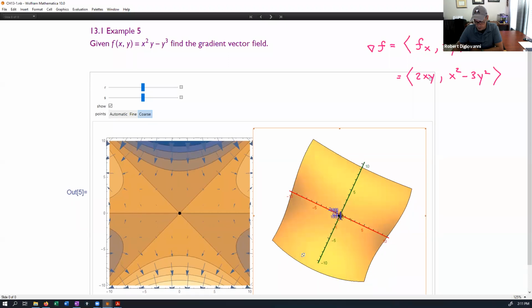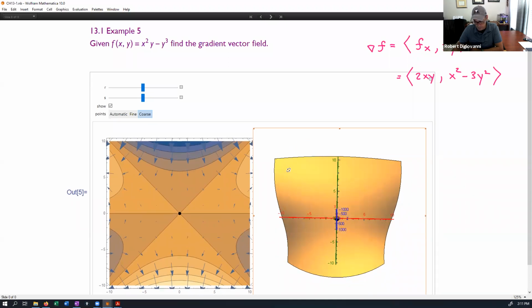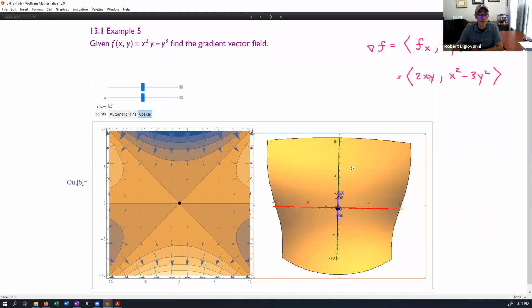It's not letting me turn it the way I want. I think you get the idea. We're looking at the surface from the top, okay? Let's take a look at what these vectors represent, all right? Let me make sure I have my X and Y proper here. So look at these vectors right here. Notice that they are pointing towards the origin and they're getting smaller, right?